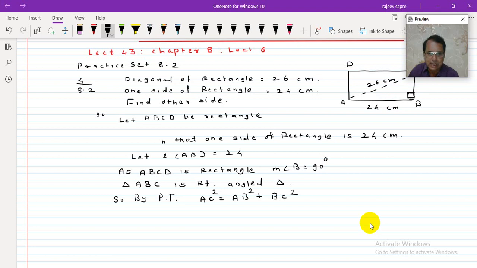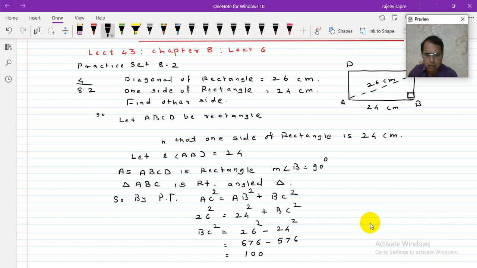Now what is AC? AC is the diagonal, so we can say 26 square is equal to AB, we have taken 24, so 24 square plus BC square, right? And so you can say that BC squared is equal to 26 squared minus 24 squared. Now you should remember what is 26 square. It is 676, and minus 24 square is 576. So this comes out to be what? 100.